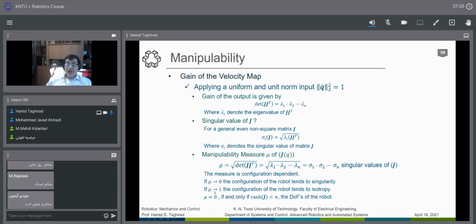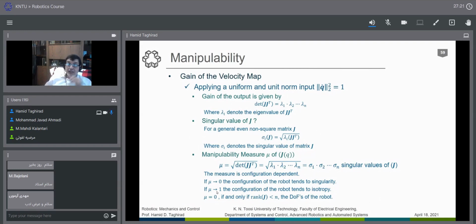This goes to isotropy, and usually we are somewhere between these two values. When we go closer to 0, we are getting close to singularity, and when we go close to 1, we go close to isotropy.